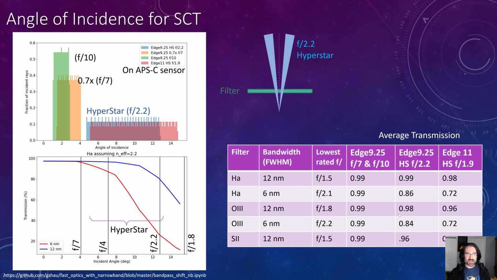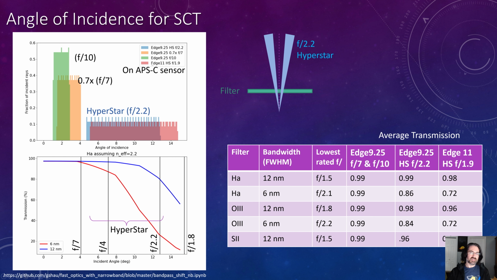So essentially what's happening, the filter is having the effect of stopping down our telescope or our optics and not allowing these high incidence angles associated with the fast optics to actually pass through. So we're actually decreasing or filtering out some of the light that we're actually interested in.